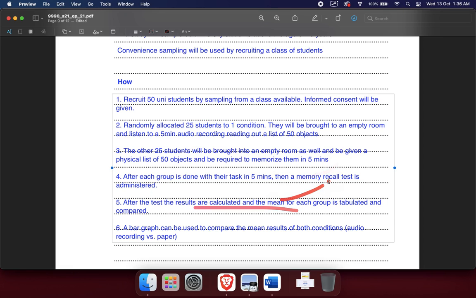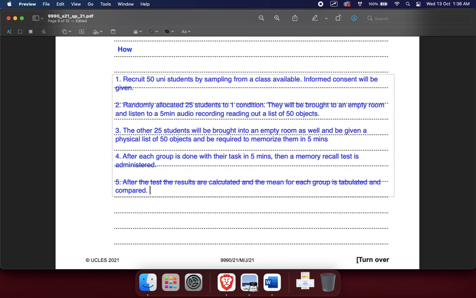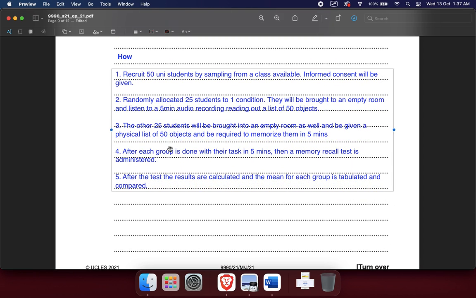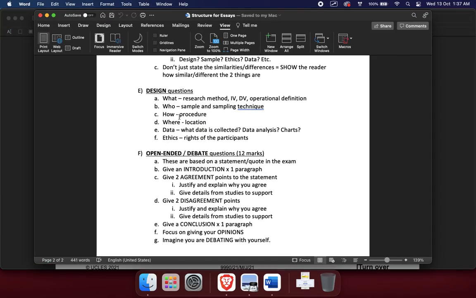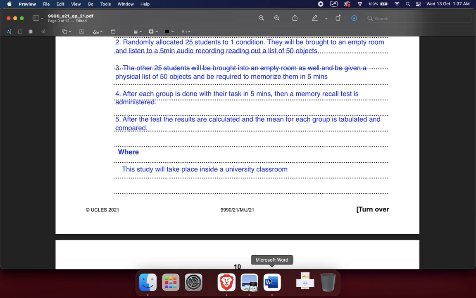After the test, calculate and get the mean. Use a bar graph to compare. Actually, this can come later. Right? So that is the whole procedure of the event. Right? You want it in a way that people just reading it can repeat it. Where is the location? Right? So you can add where. Right? So where are we doing the study? Right? This study will take place inside a university classroom. Right? Something like that.